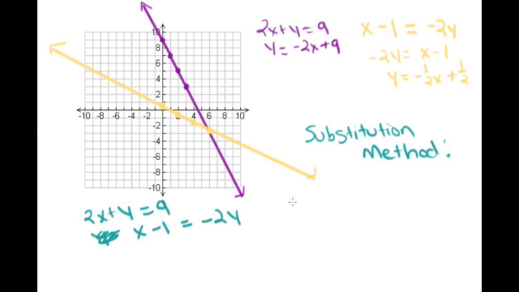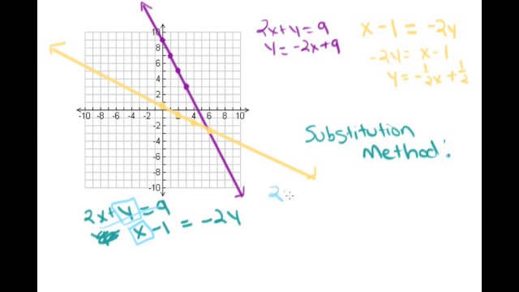So what we need to do is look for variables that have a coefficient of 1 or negative 1 so we can isolate them. If we look at this equation, we would want to isolate the y because it has a coefficient of 1, not the x because it has a coefficient of 2. And if we chose this equation, we would want to isolate the x because the x has a coefficient of 1, not the y because it has a coefficient of negative 2. So I'm going to choose the first equation.